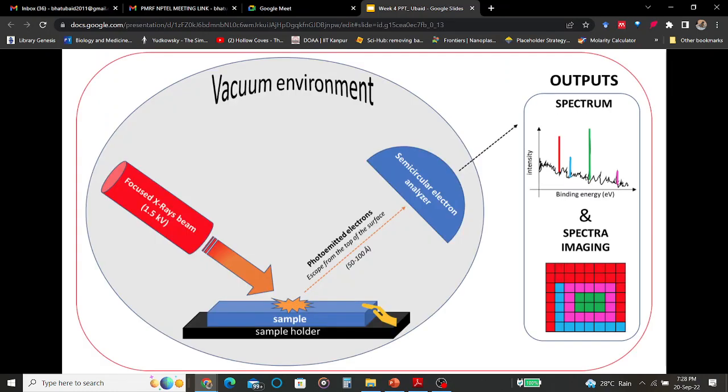And XPS also has a property that it not only tells the elemental composition of the surface, but it also tells the chemical state of the elements or atoms that are present on the surface. The overall electronic structure and chemistry of electrons can all be analyzed by XPS.